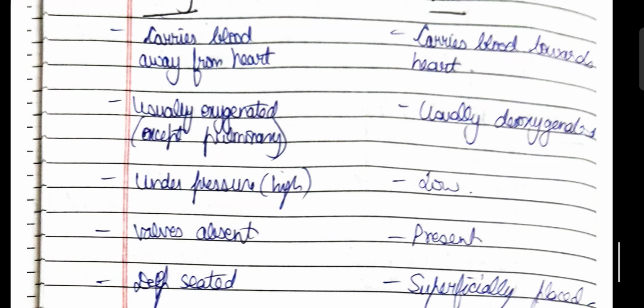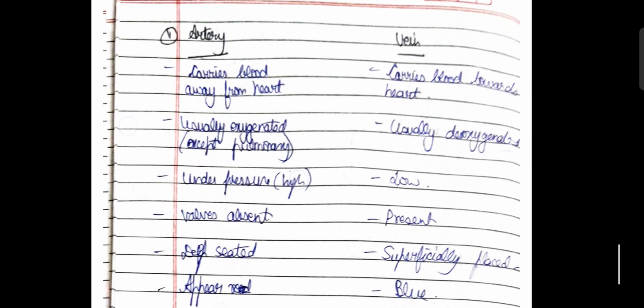Arteries are usually deep-seated, whereas veins are superficially placed. Arteries are bright colored or red colored because usually they carry oxygenated blood, whereas veins are blue colored or dull colored or dark colored as compared to the arteries because they are usually carrying deoxygenated blood. And the walls are elastic in case of artery because the blood is flowing under a lot of pressure, whereas the vessels and the walls are less elastic in case of veins.